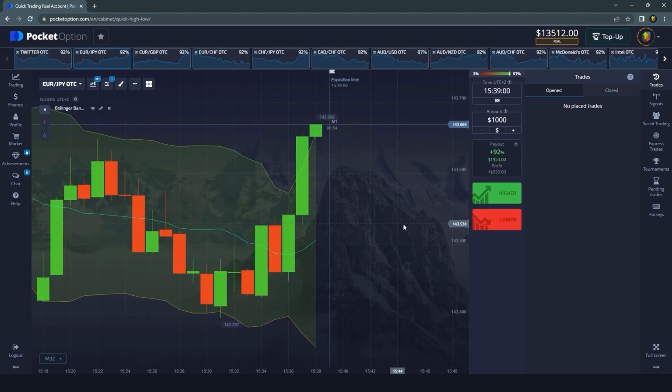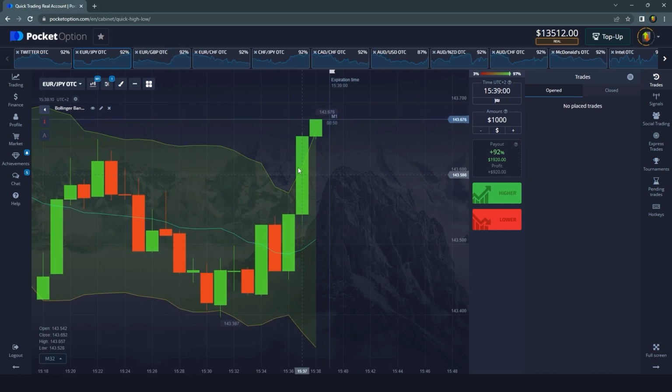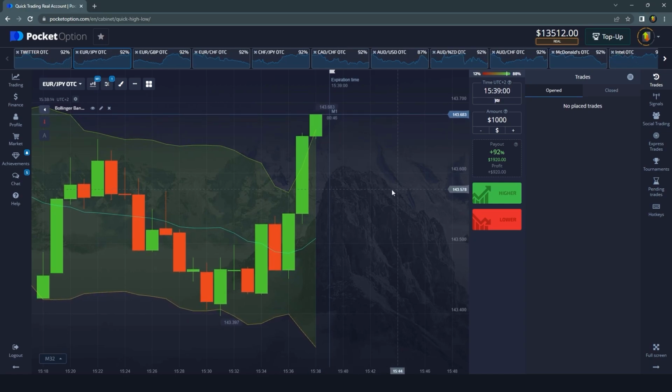This was a nice setup. We are late here. Though the opening is extreme, momentum candles are in place. I might enter with half amount.